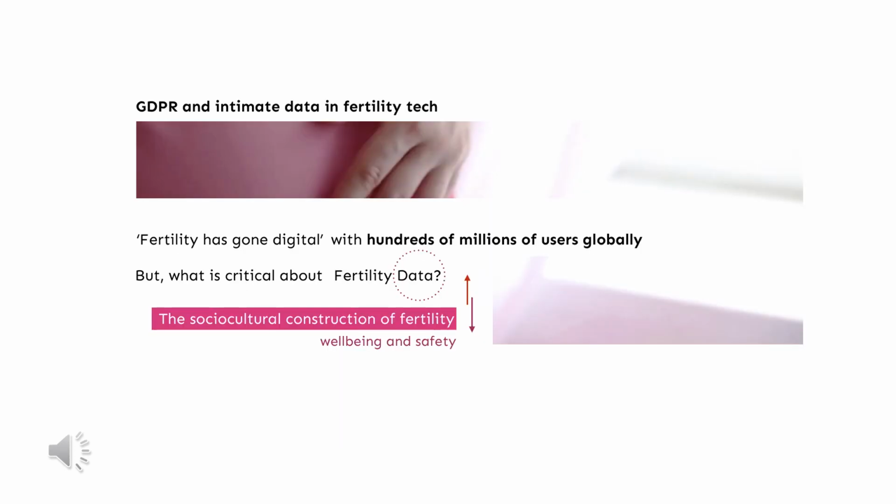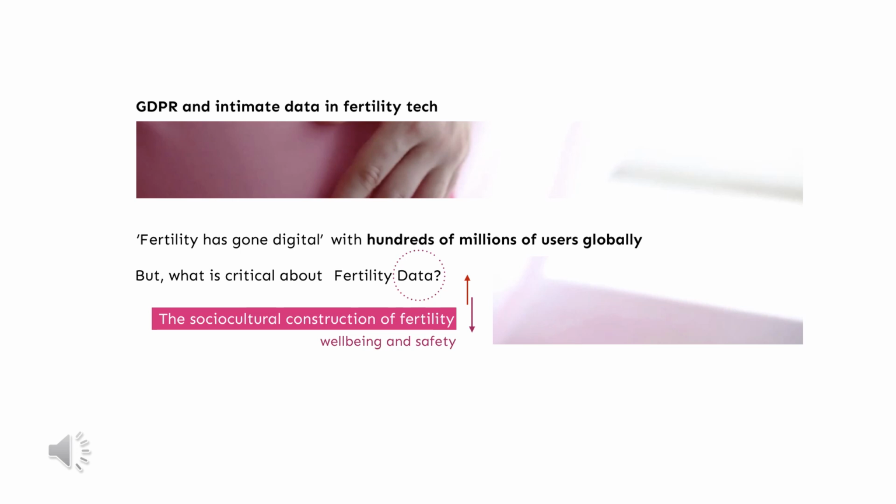There is a long history of tracking the intimate body, and in this paper, we focus on fertility monitoring. Simply put, fertility has gone digital and fertility tracking applications have hundreds of millions of users around the world. But what's critical about intimate data then?